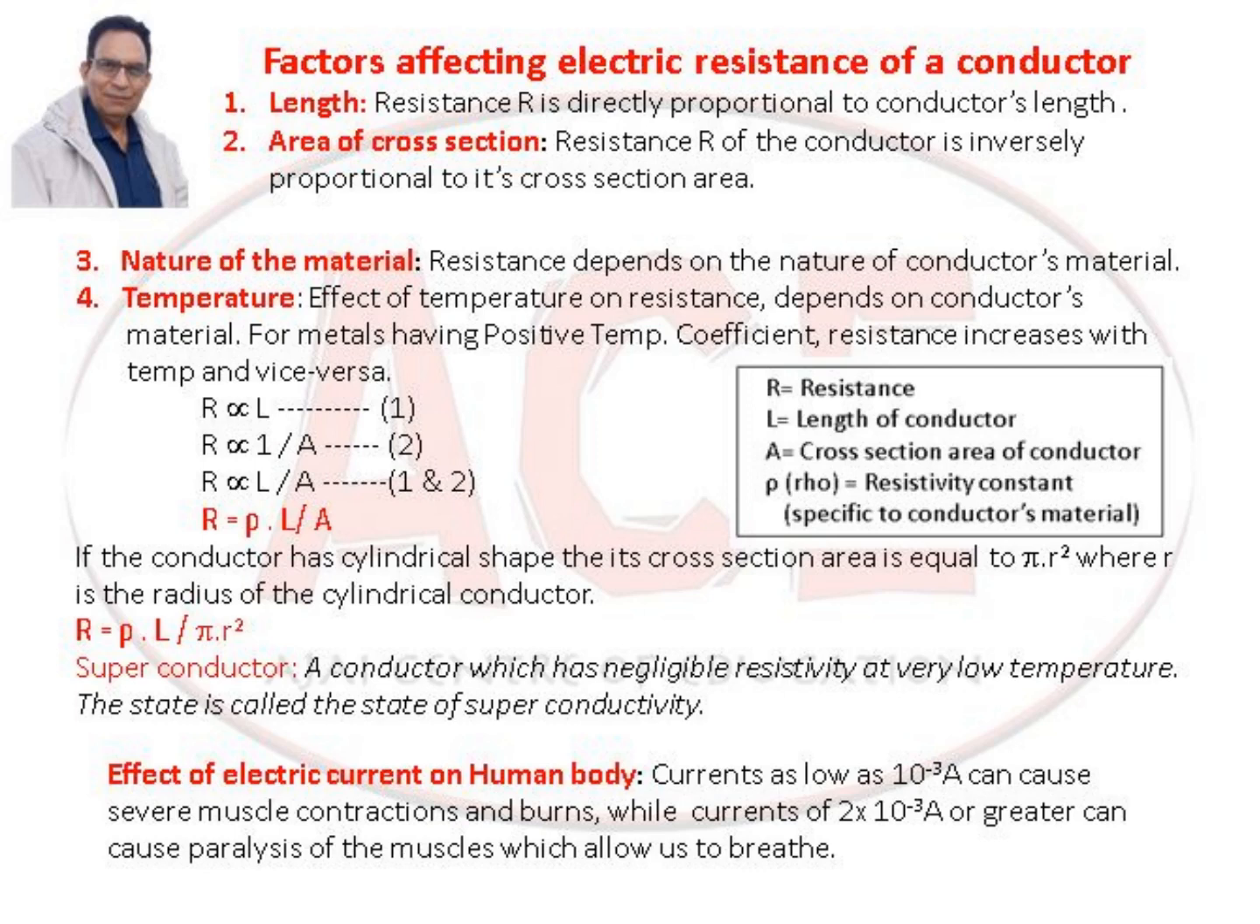Currents as low as 10 raised to the power minus 3 ampere can cause severe muscle constriction and burns, while currents of 2 times 10 to the power minus 3, meaning 2 milliampere or greater, can cause paralysis of the muscles which allow us to breathe.